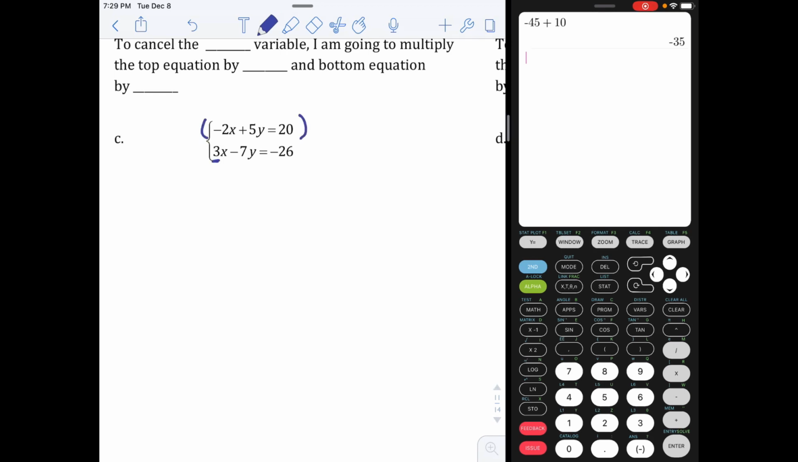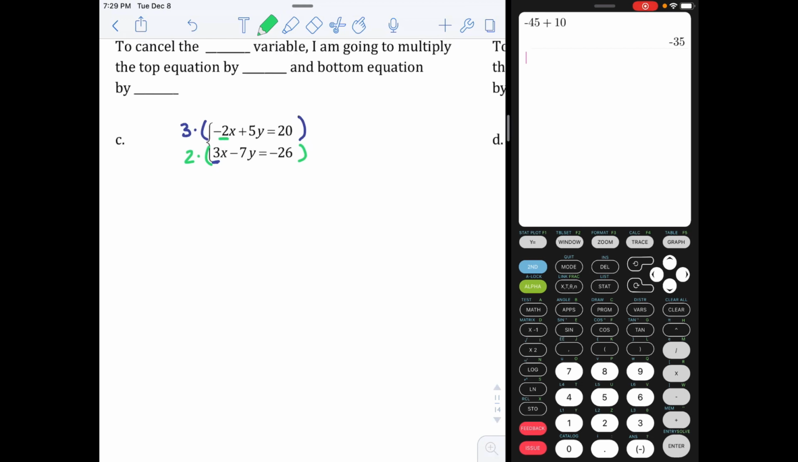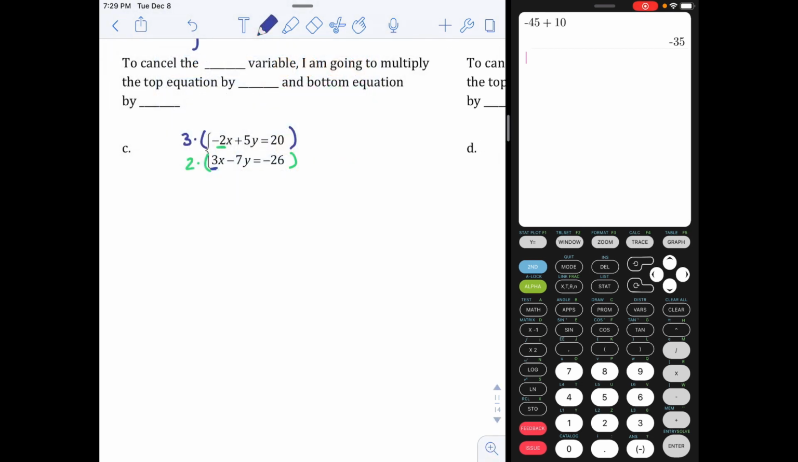So I could take this number and multiply the top by it, and then I can take this number and multiply the bottom by it. Because the top equation was a negative already, I don't have to multiply one of them by a negative number, right? So let's see what I'm talking about here. Let's distribute. We get a negative 6x, positive 15y equals positive 60.